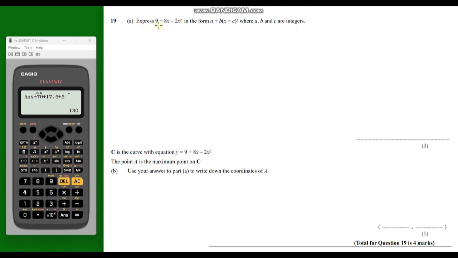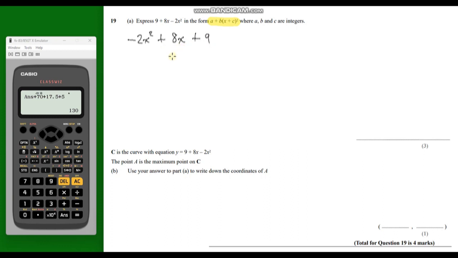Question 19. Express 9 plus 8x minus 2x squared in this form, where a, b, and c are integers. So it looks like we're going to need to complete the square because we've got here something in brackets all being squared. Now, whenever we're completing the square, first I like to put my x squared terms first, then my x terms, then my numbers. So I'm just going to rearrange this and put negative 2x squared plus 8x plus 9. So all I've done is I've just moved some things about.